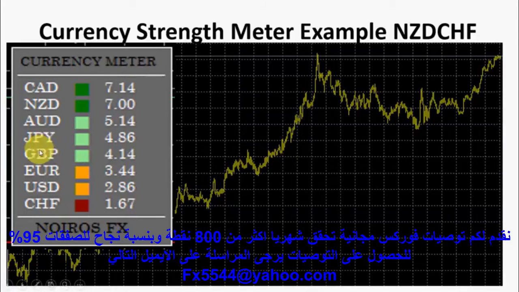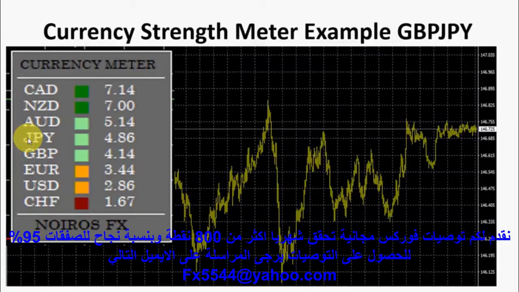Now, the last example is between Japanese yen and British pound. Look at the two of them. One is 4.86, the other one is 4.14. So you see there's not much difference in the strength. They are similar strength. So if you go for GBP Japanese yen, what kind of chart will you expect? Uptrend chart, downtrend chart, or sideways market? This is what you will get. You will get a sideways market. So this is the GBP Japanese yen, and you can see both of them are of similar strength. So the whole day long they will be doing this.